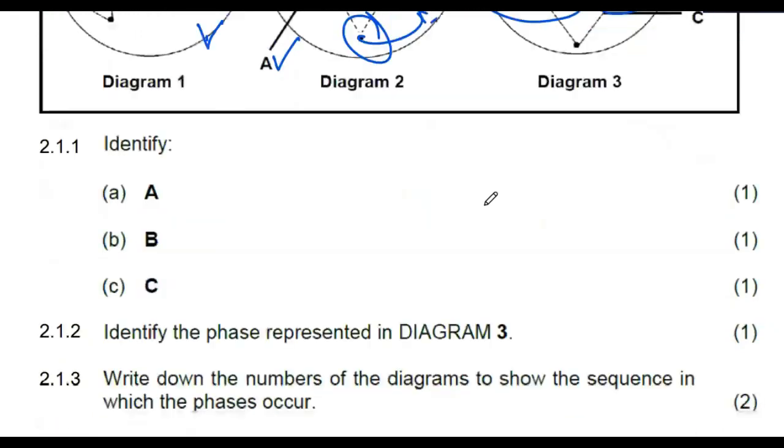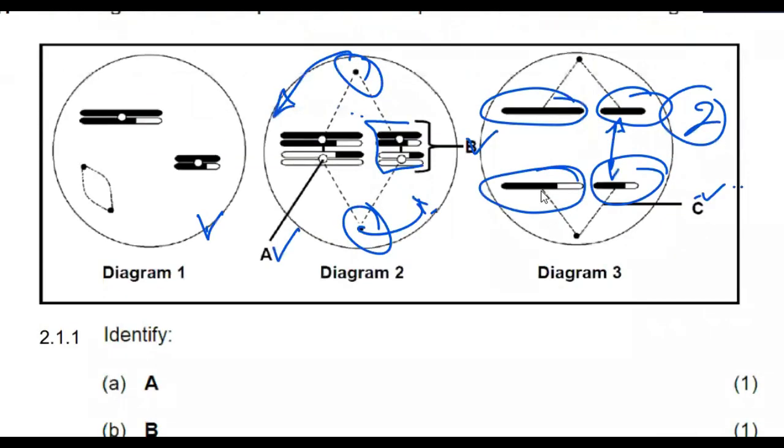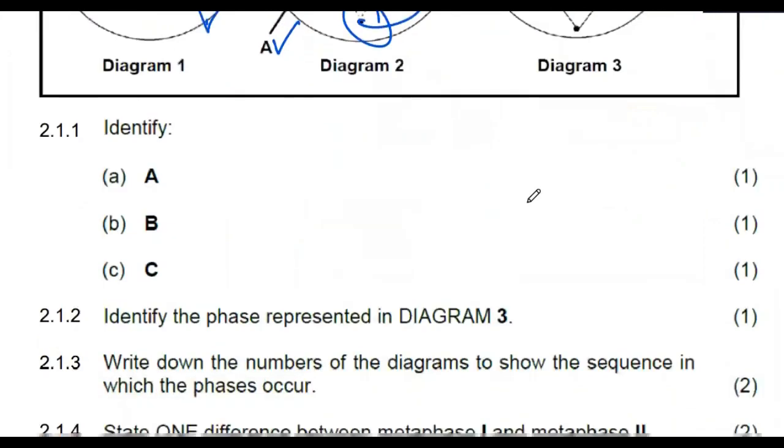If it was anaphase one, then this would have been an individual chromosome moving to the other side. Also this one would have been a chromosome, with the centromere there, a whole chromosome, and also this would have been a chromosome. So it would have been anaphase one. But because chromatids are moving to opposite poles, therefore it is anaphase two.